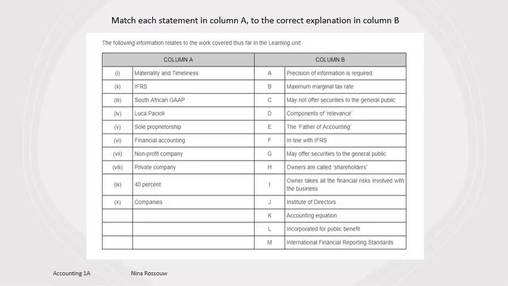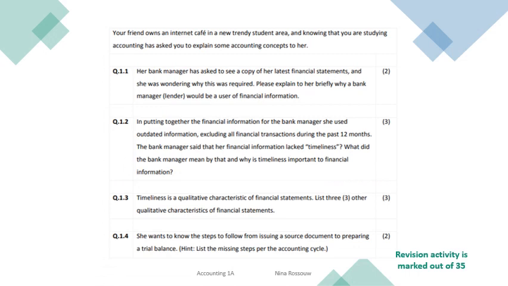Also see if you can do the matching column: the statement in column A, can you match it to the explanation in column B? There is also a bit of a case study where you are now an accounting student and we're testing your understanding. Your friend asks you for a couple of pieces of advice. You would have dealt with these in your textbook, so can you help her and advise her on a couple of words, terminologies and concepts that she's unsure about? This entire revision activity, if you want to mark it for yourself, would be out of 35. Your lecturer would have a memo that they can make available to you.